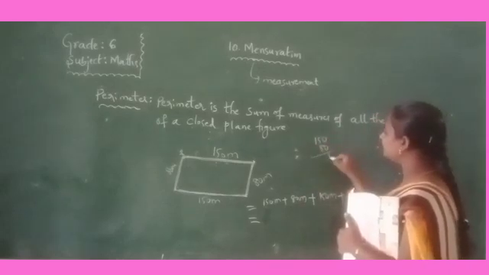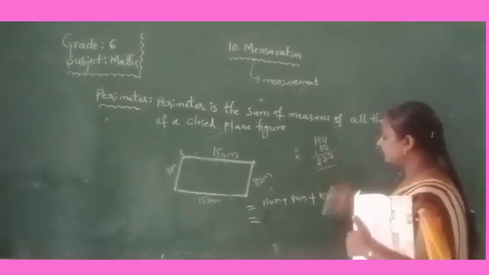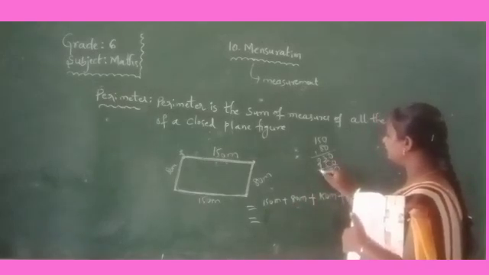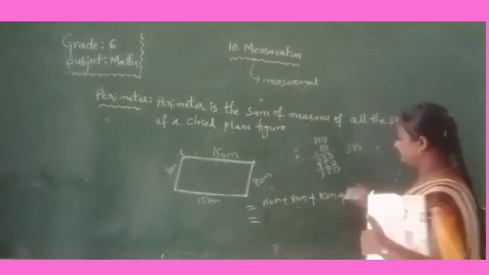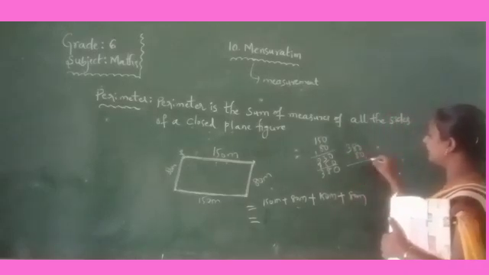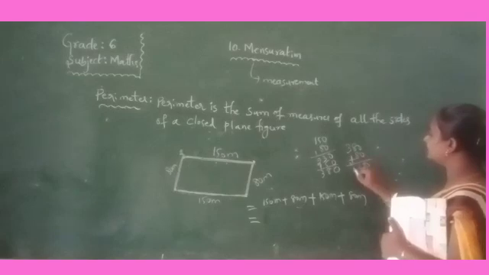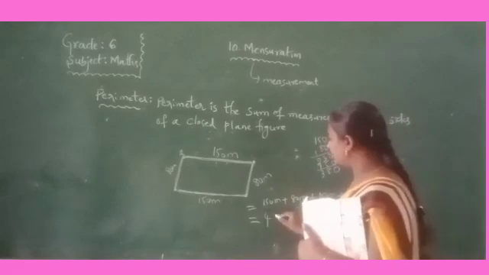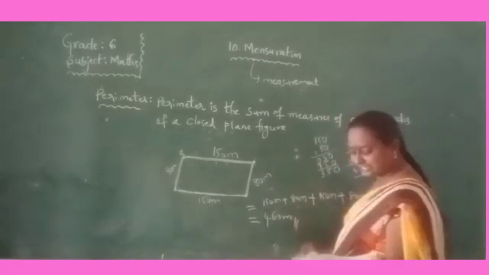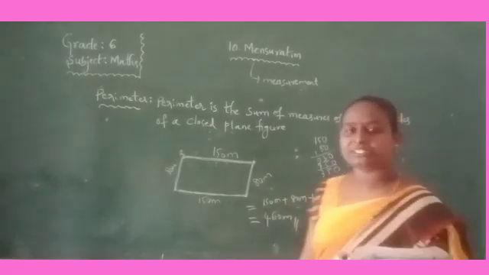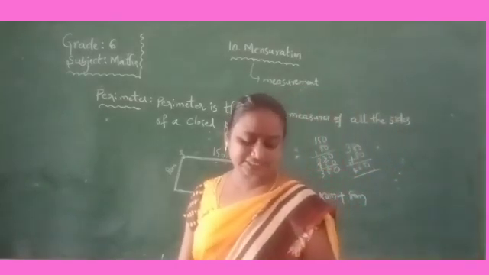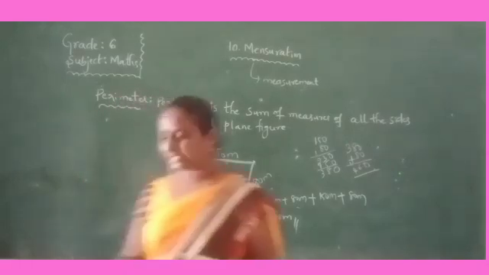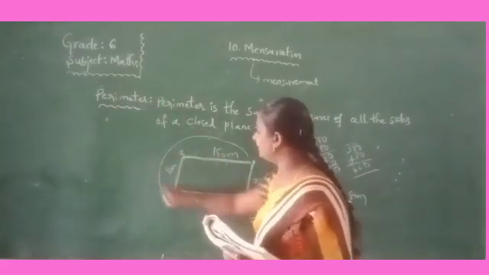150 plus 80, total is 230. Next, 230 plus 150, that is 380. Still 80 meters is there. So again add, that is 460 meters. She has completed one round. So that is 460 meters she has covered. Now how much distance did Meera complete? 460 meters. So this is the perimeter.